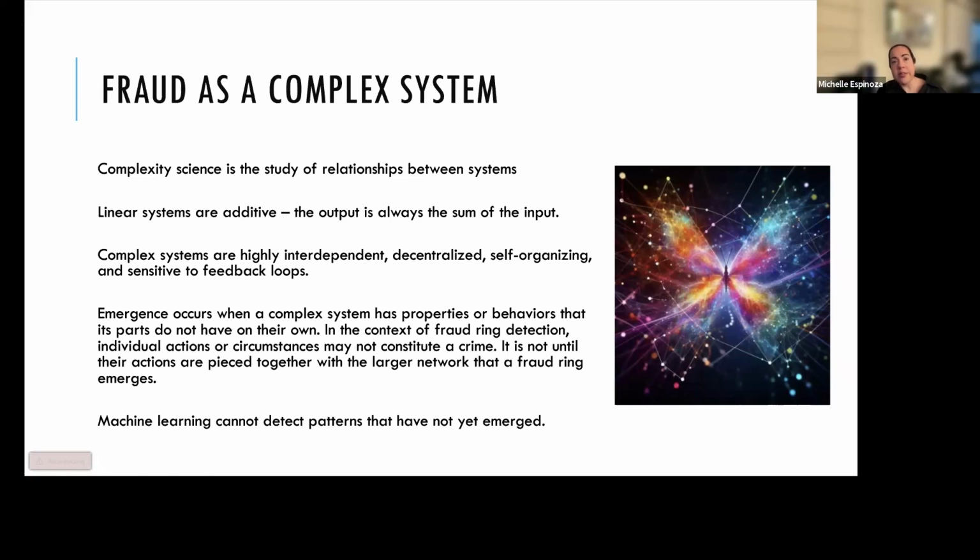This is where complexity science enters the picture. We need to step back and look at the system as a whole. So what exactly is complexity science? It's the study of the relationships between systems. Linear systems are additive. The output is always the sum of the input. 1 + 1 = 2. Complex systems are highly interdependent, decentralized, self-organizing, and sensitive to feedback loops.